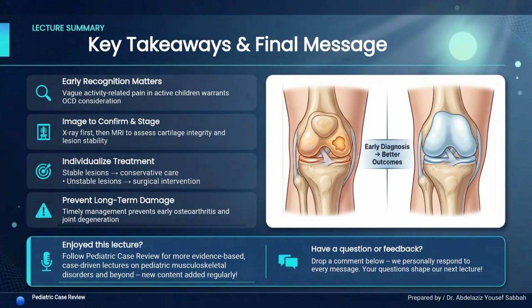We have now completed our case-based clinical review of osteochondritis dissecans in children. The 4 key takeaways from this lecture are: first, early recognition matters. Vague activity-related pain in active children warrants osteochondritis dissecans consideration. Second, image to confirm and stage. Use X-ray first, then magnetic resonance imaging to assess cartilage integrity and lesion stability. Third, individualized treatment. Stable lesions respond to conservative care, while unstable lesions require surgical intervention. Fourth, prevent long-term damage. Timely management prevents early osteoarthritis and joint degeneration.